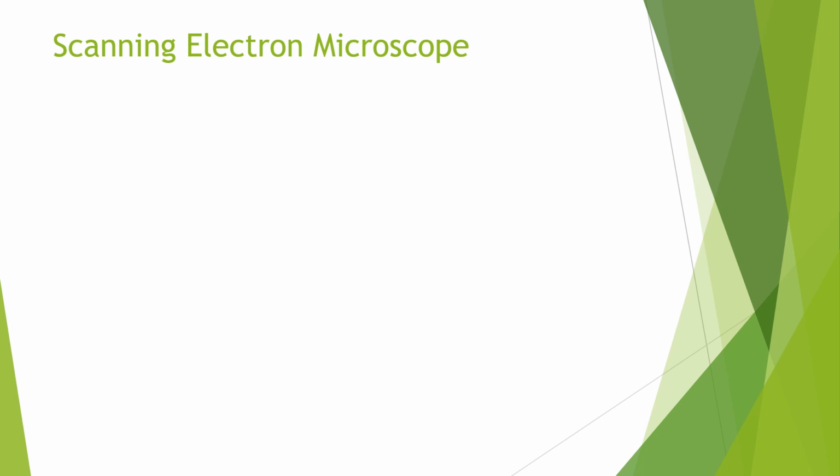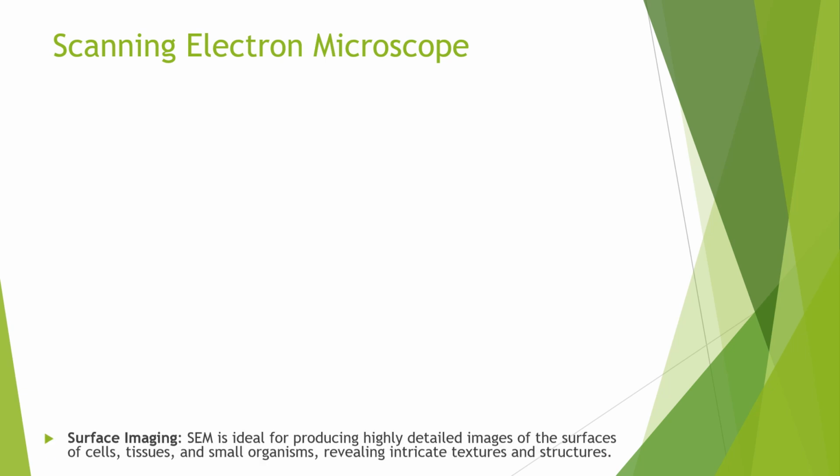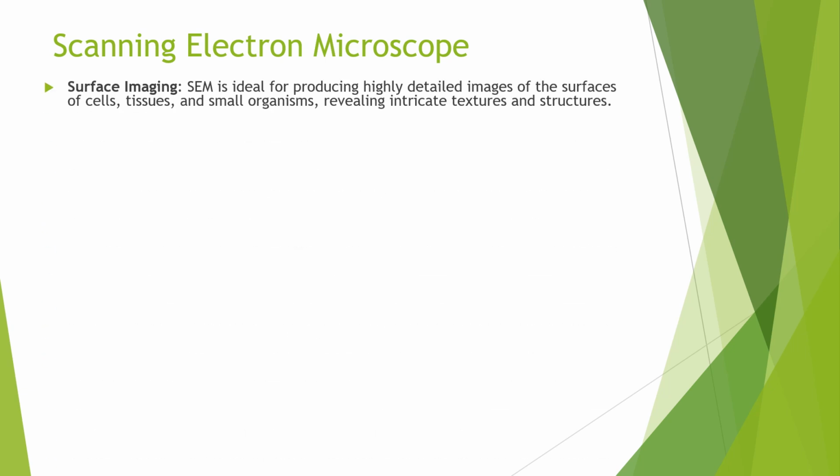Okay, so now let's take a closer look at the scanning electron microscope, or SEM, and its features. The SEM is a powerful tool used to produce high-resolution images of the surfaces of cells, tissues, and also small organisms. It's particularly useful for revealing intricate details of the external structure of samples.